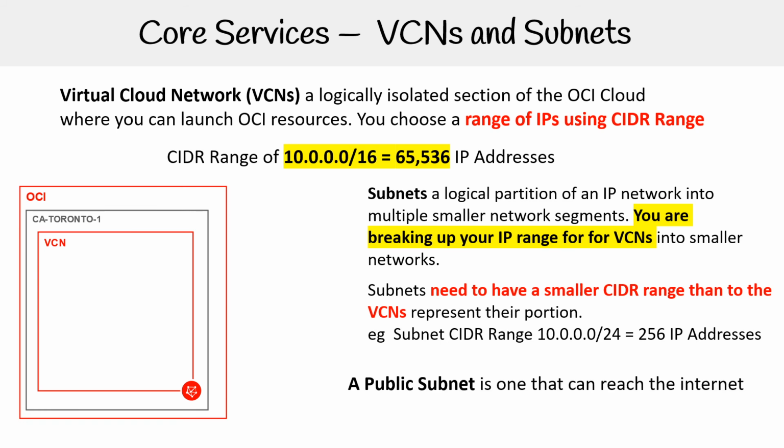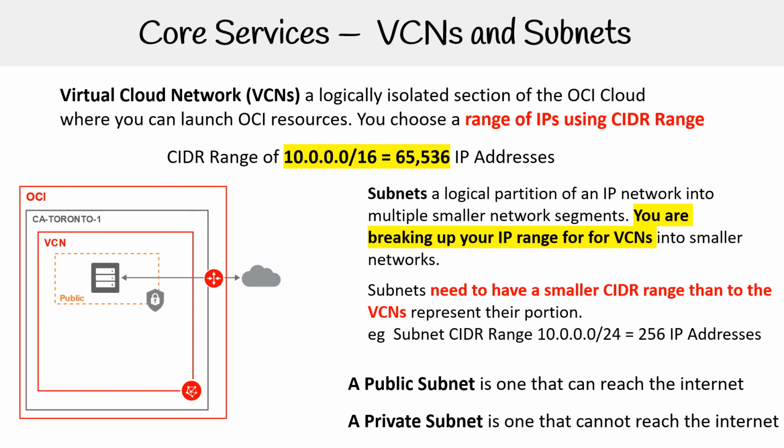Now, subnets can either be public, and subnets that are public are ones that can reach the internet, and you can see that's where our server would be launched into the actual subnet. Or if we wanted a subnet that cannot reach the internet, we'd call that a private subnet. That doesn't mean that it can never reach the internet. It's just generally not supposed to because it's supposed to be secure. But with NATs and some other means, it can reach the internet.